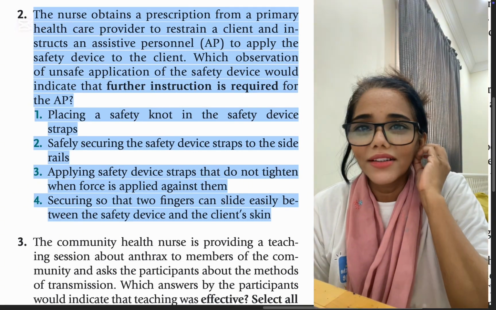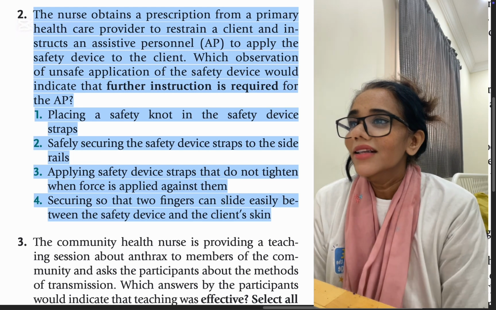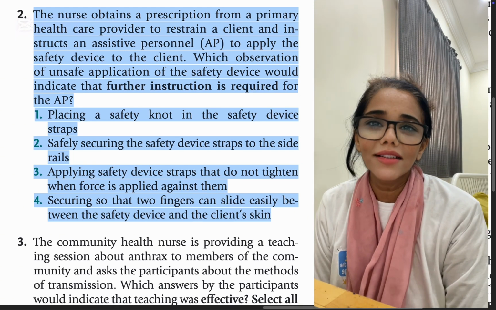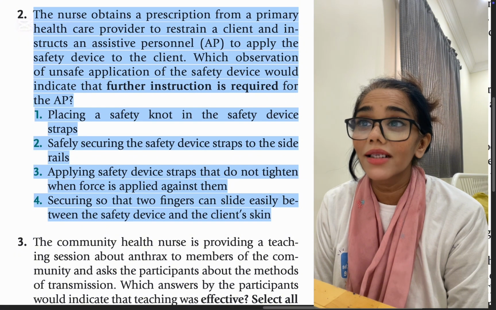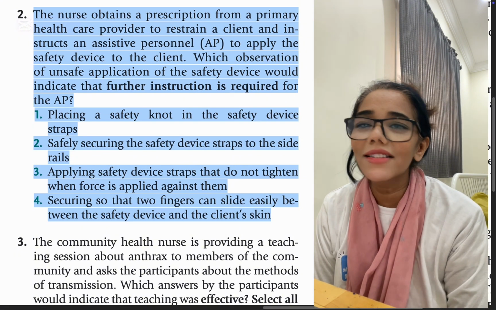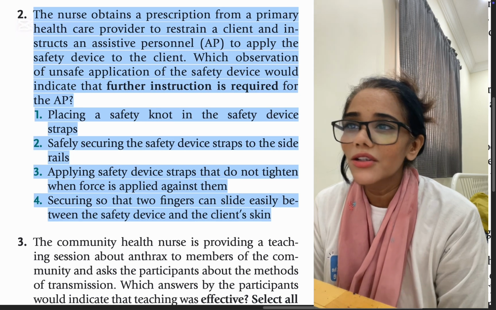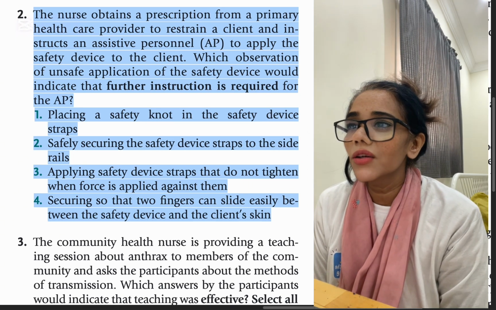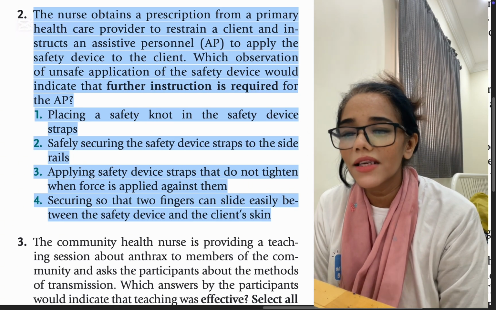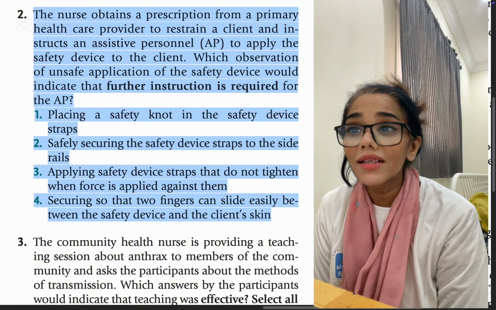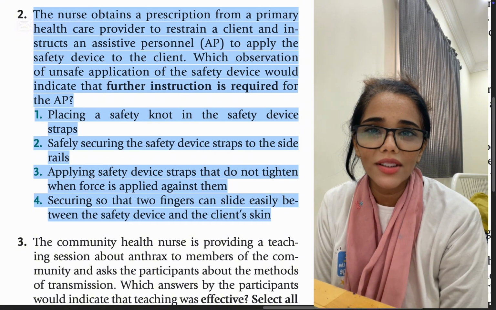Okay, now we have another question. The nurse obtains a prescription from a primary healthcare provider to restrain a client and instructs an assistive personnel to apply the safety device to the client. Which observation of unsafe application of the safety device would indicate that further instruction is required for the assistive personnel?